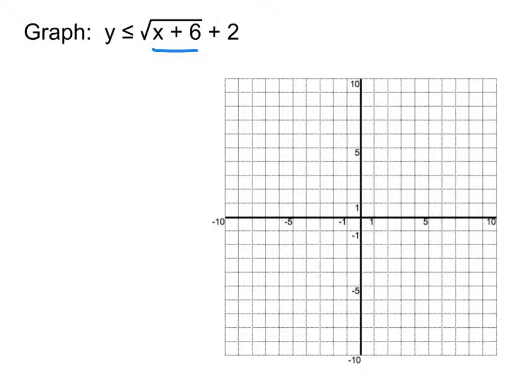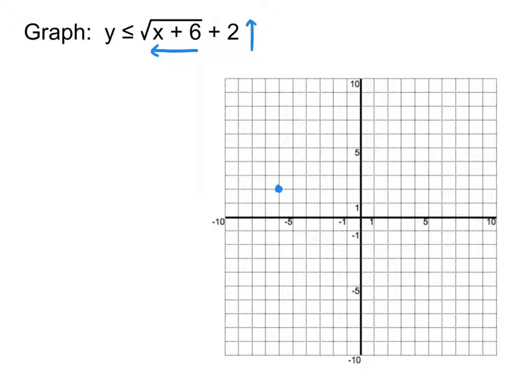So it's going to move it in the x direction, plus, it's going to move it to the left. The plus 2, it's hanging on the end, so that's got to be my up and down. In this case, plus 2 is going to be moving it up 2. So you're going to put your first point, left 6, and up 2. And then be making your square root graph from there.